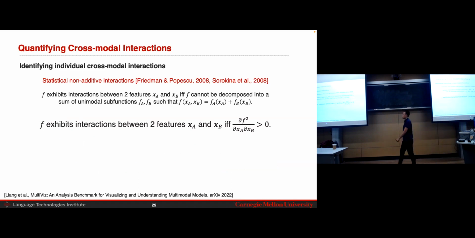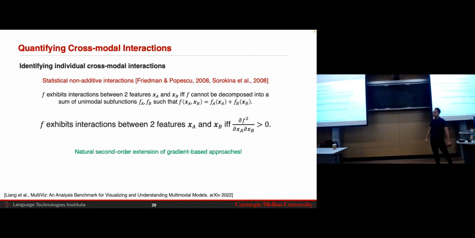Another easy insight you can probably see is that, according to the same equation, f exhibits interactions between two features, xa and xb, if and only if the second derivative of f with respect to xa and xb is not equal to 0. It's easy to see this. For any additive components, f of a plus f of b, the second derivative is going to be 0 because a and b don't occur in the same term. And for any nonlinear interactions between xa and xb, you're going to see a second derivative not equal to 0. So this inspires a very natural second-order extension of current gradient-based approaches.